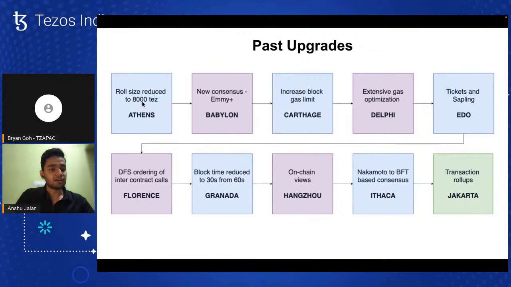So I've mentioned the changes that were brought about by the protocols. As you can see, in the Ithaca upgrade, we got the BFT consensus. And in the latest upgrade, which is the Jakarta upgrade, we got transaction rollups. And this is also something really incredible, because on other chains like Ethereum, rollups are usually done by third parties. They have their own contracts for rollups. But on Tezos, we have rollups enshrined, or built into the protocol. And that is what we got in the Jakarta upgrade. So this is truly incredible.